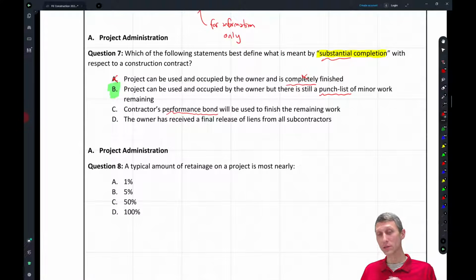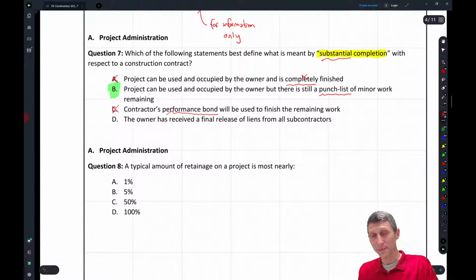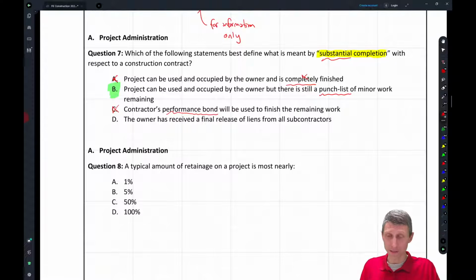Normally, you're not going to use a performance bond to finish remaining work unless the contractor is going into default or doesn't finish the project or goes bankrupt. Normally you're not going to call a bond when you're at substantial completion. That's if the contractor fails to perform, and you basically have to kick the contractor off and call their bond in order to go finish it.